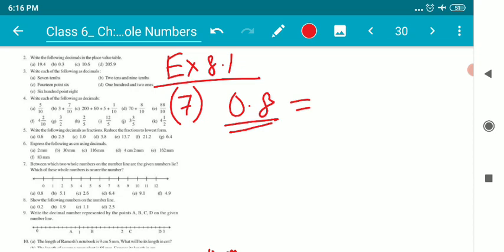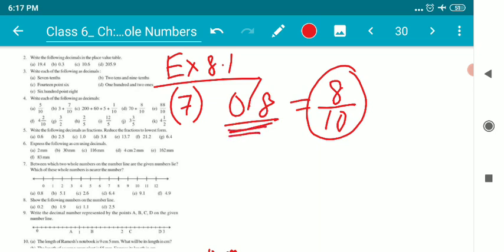Children, 0.8 means what? Can we say 8 by 10? Of course, because the moment we remove the point, we get 1 in the denominator, and after the point we have only 1 digit, so that's why we get 10. So the fractional expression of 0.8 is 8 by 10. Okay, children. So 8 by 10 is quite understandable as a proper fraction. Proper fraction means the fractions which come between 0 and 1. We know that every proper fraction in the world comes between 0 and 1.